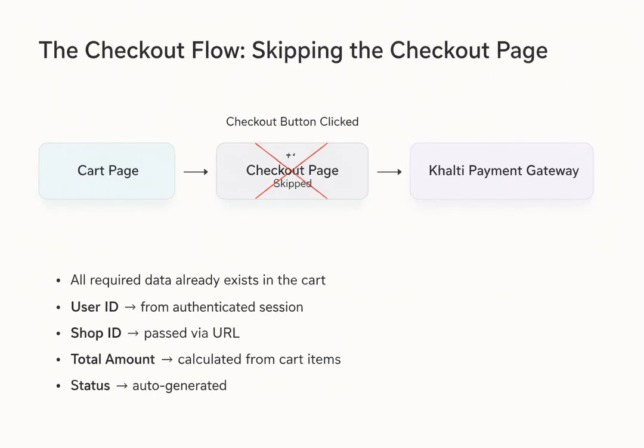Continuing from where we left off, let's talk about the checkout mechanism. Now, the original idea was to have a dedicated checkout page where users would review their order details before paying. But here's the key insight. All the data we need is already available. The user ID comes from the logged in session, the shop ID is already in the URL, the status is auto-generated, and the total amount can be calculated from the cart. So the decision is made to skip the checkout page entirely and redirect the user straight to Culti, the payment gateway, when they click the checkout button.